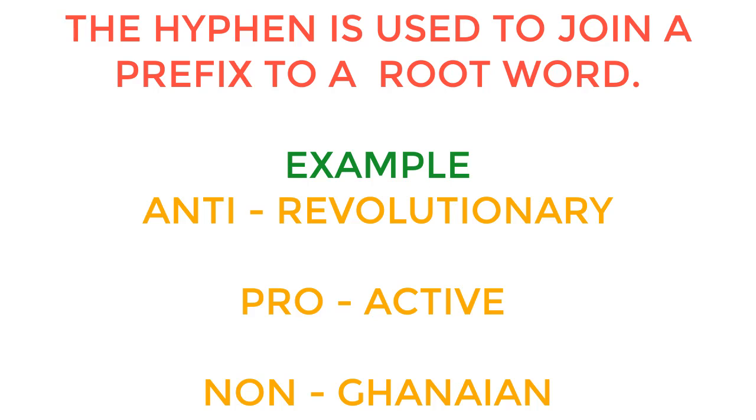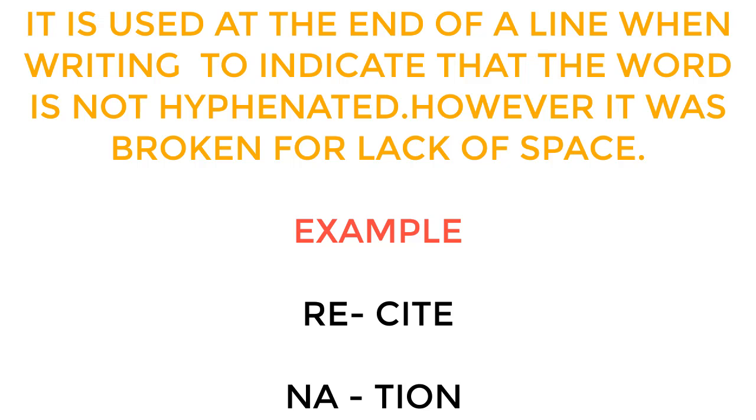Secondly, the hyphen is used to join a prefix to a root word. Here are some examples. Anti-revolutionary, pro-active, non-Ghanaian. Also, it is used at the end of a line when writing to indicate that the word is not hyphenated, however, it was broken for lack of space. Example: resi-des, na-tion.